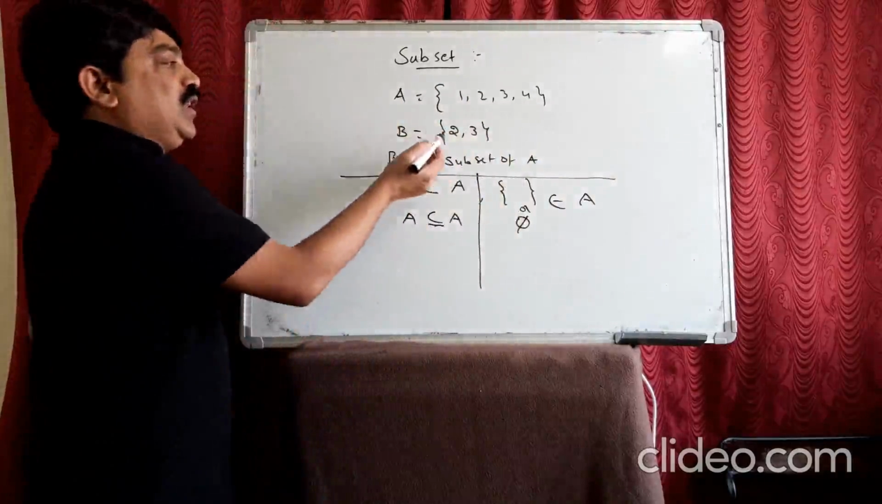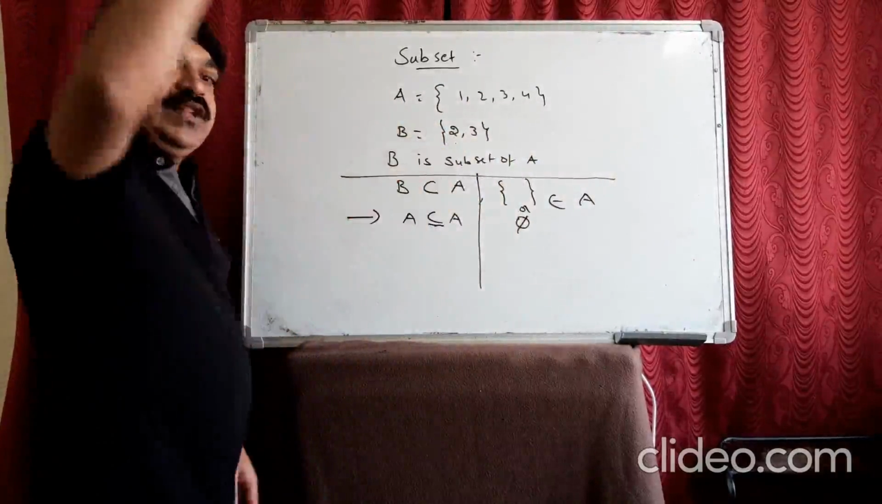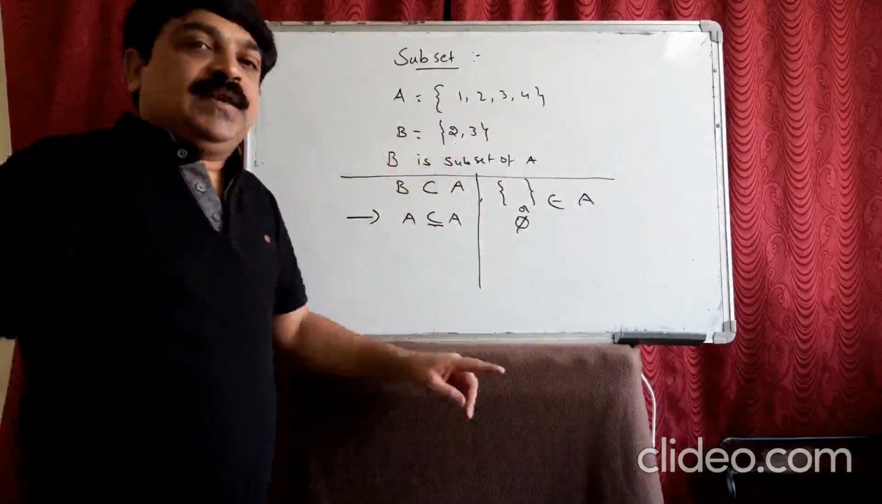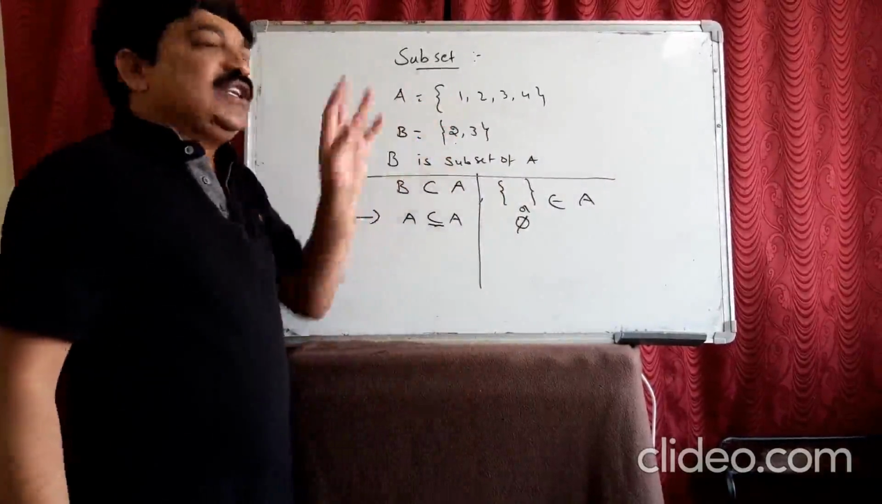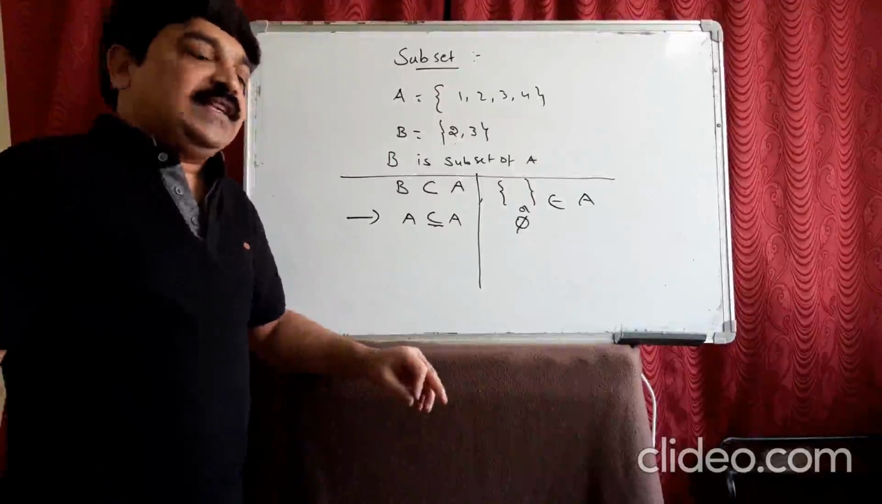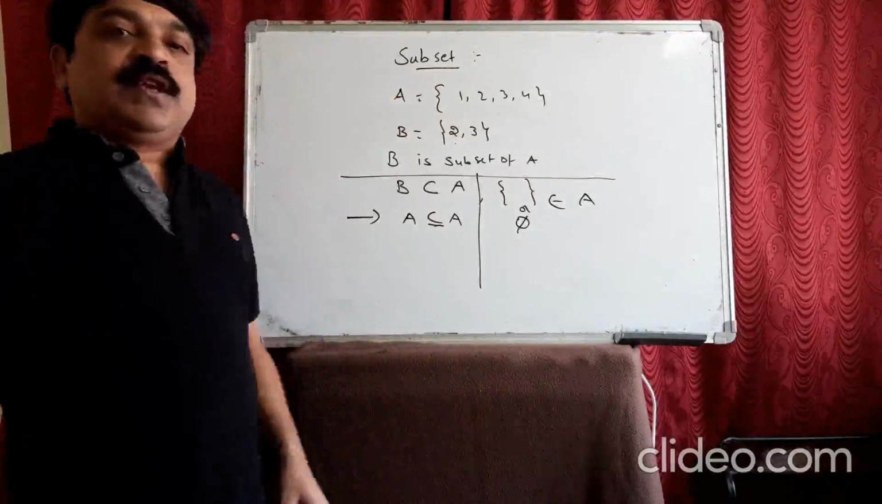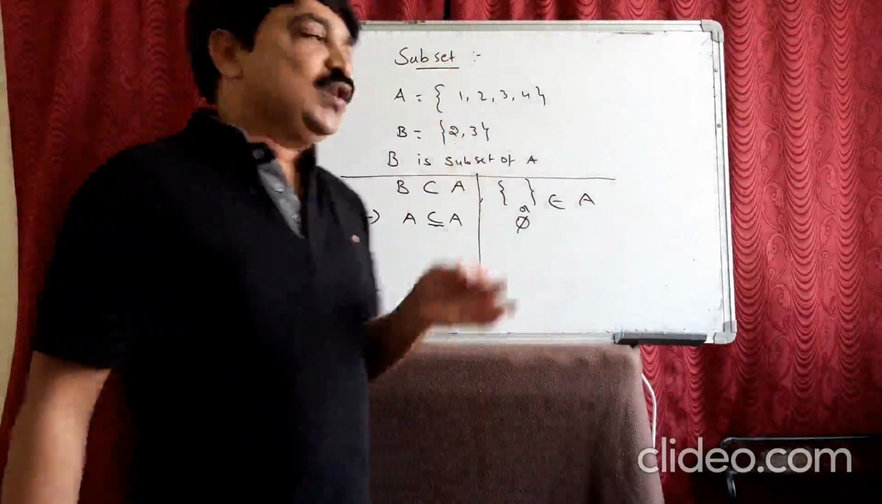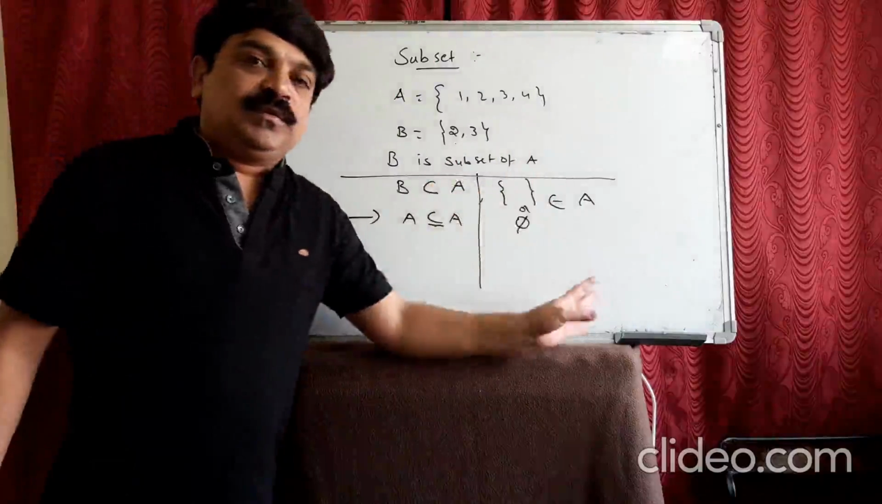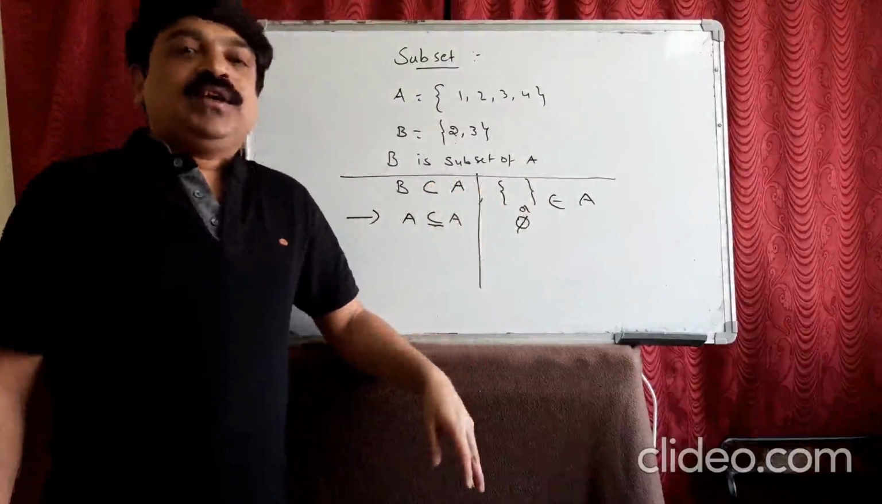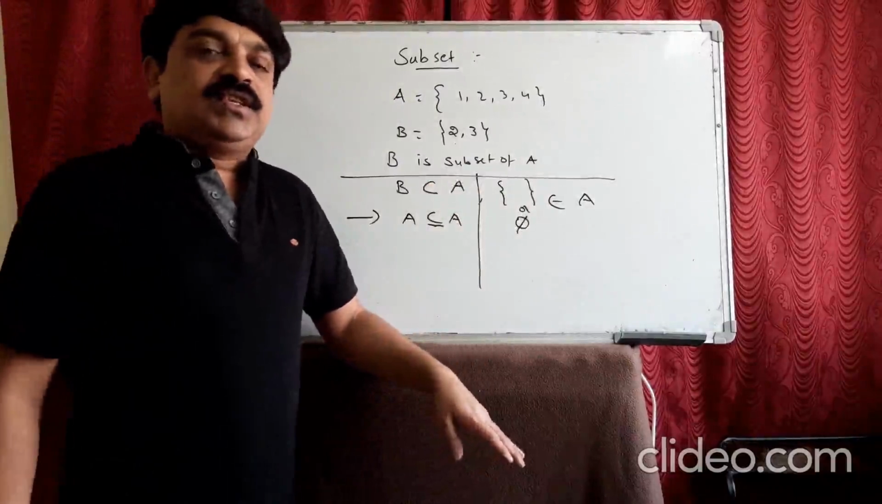If all the elements of a set belong to the basic set, the mother set, then the small set is said to be a subset of the big set. Okay? And the set itself is also a subset of every set, and also the empty set or null set is a subset of every set. This is the definition of subset.